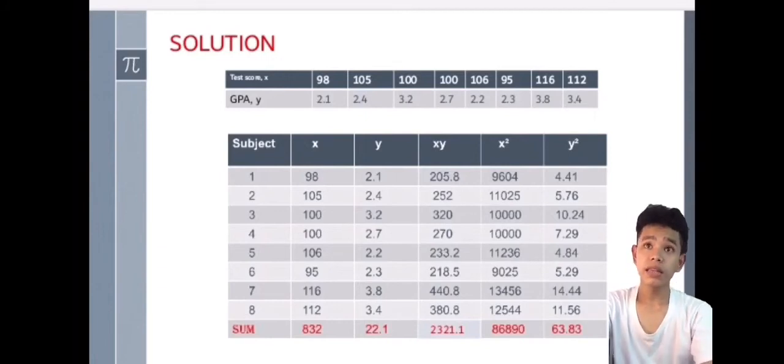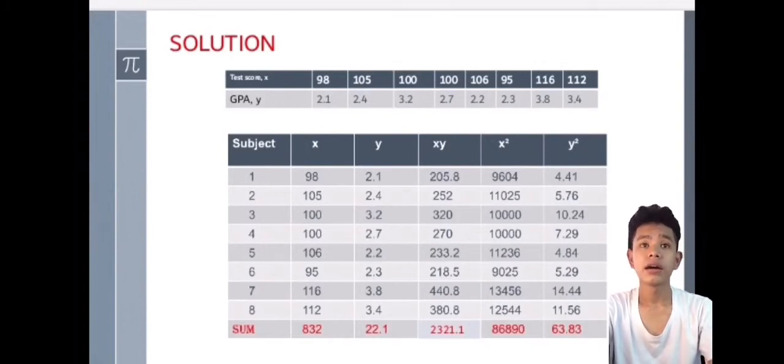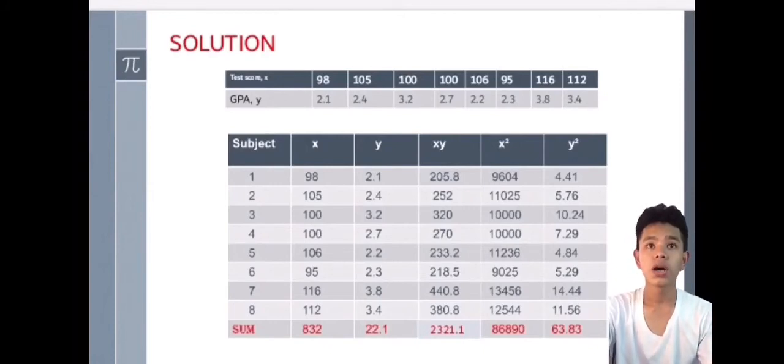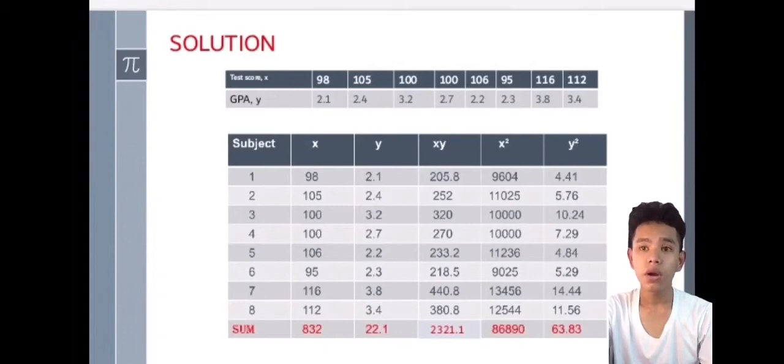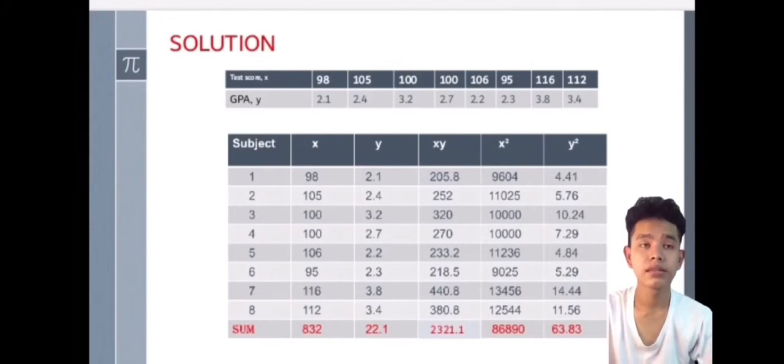Sa y squared, same thing sila sa x squared. So, we should get or multiply by itself the value of y. Okay, so 2.1 times 2.1 equals 4.41. Number 2, 2.4 times 2.4, that is 5.76. And 3.2 times 3.2, 10.24. And 2.7 times 2.7 equals 7.29. So, hanggang pababa na yan. So, remember, huwag natin kakalimutan kunin ang sum of each column. Okay, so ang summation of y squared is 63.83.